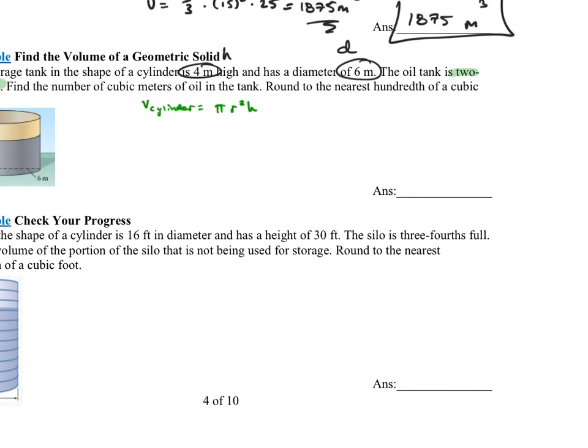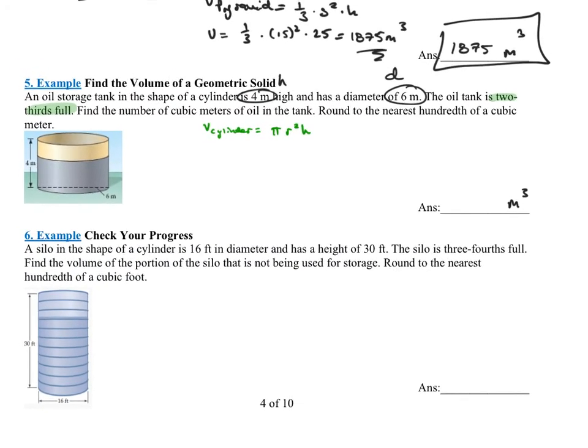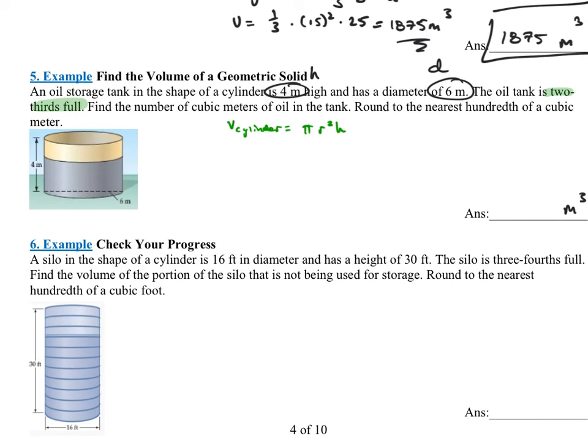Let's think about the units here. Everything is measured in terms of meters, so the answer is going to have to be meters, but it's volume, so it would be meters cubed. And then let's think about what we need here. What we need is the radius and the height, and what we're given is the diameter and the height.